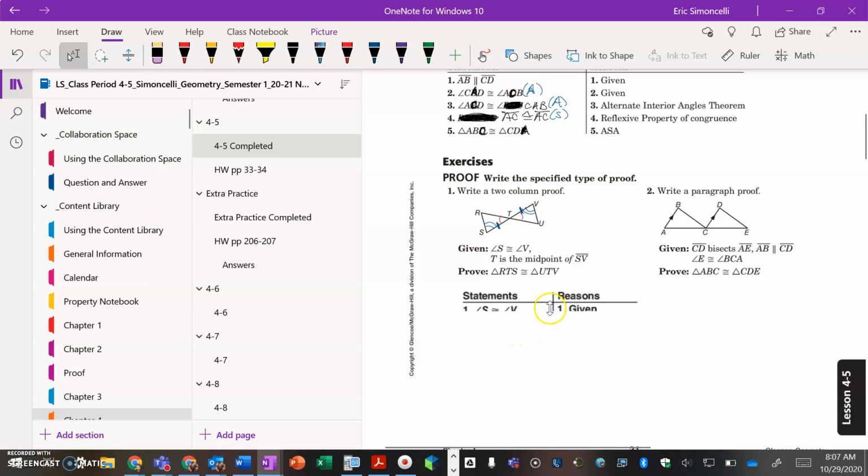First step, given angle S is congruent to angle V, and T is the midpoint of SV. Second step, ST is equal to TV, definition of the midpoint. And angle RTS, as we've marked in red, is congruent to angle VTU. Those are vertical angles.